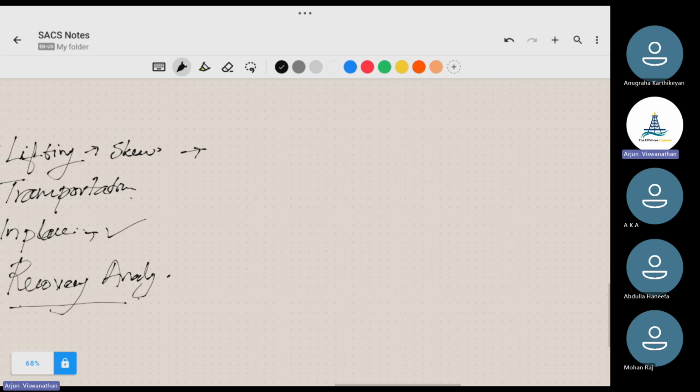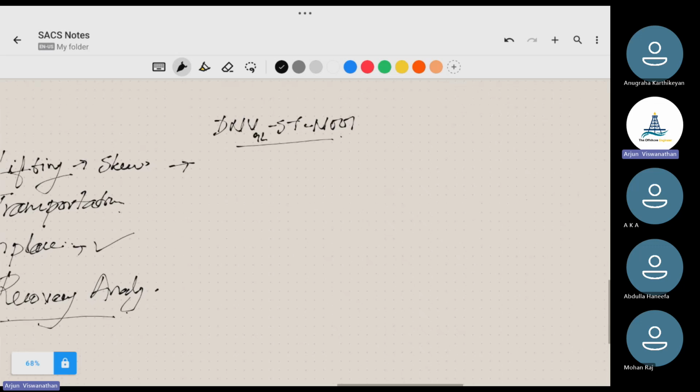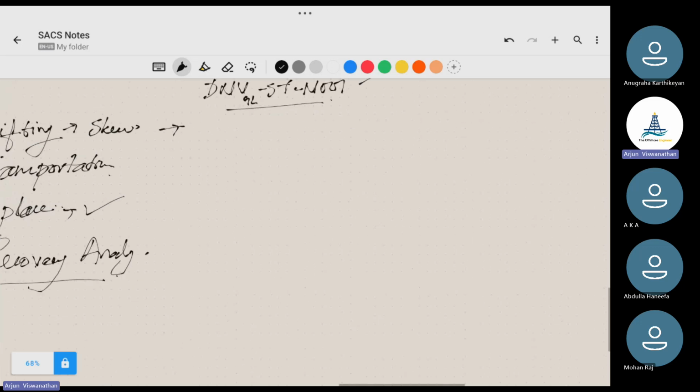What I am going to follow is DNV ST-N001. This is the latest version. Earlier it was DNVGL-ST-N001. I have an old copy, and after today's class I will share it with you. It will be almost relevant, with only a few changes from the latest version. If you have the latest version, you can follow that. We will be using a few factors extra on top of the weight. Let's understand what these factors are.